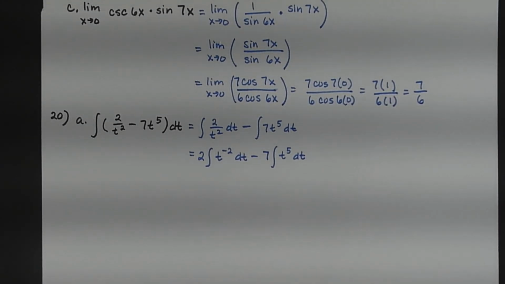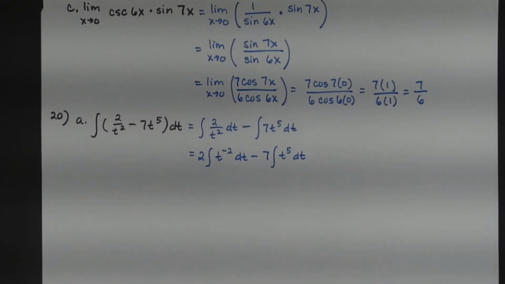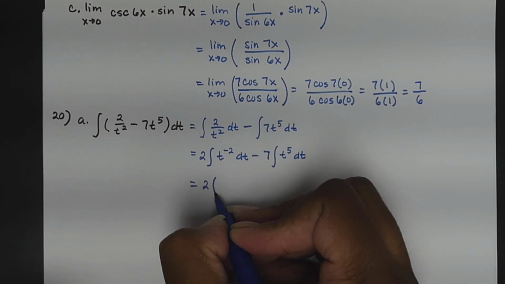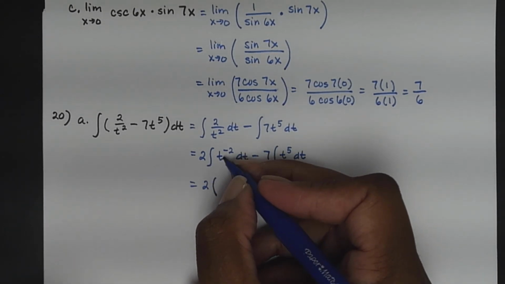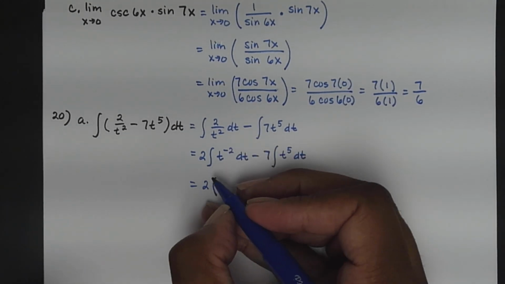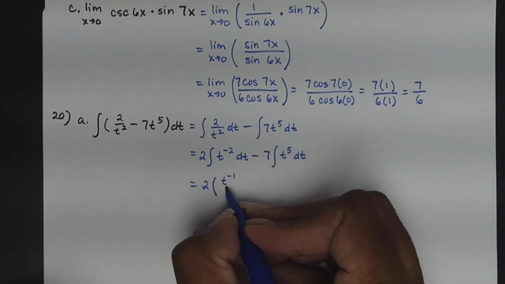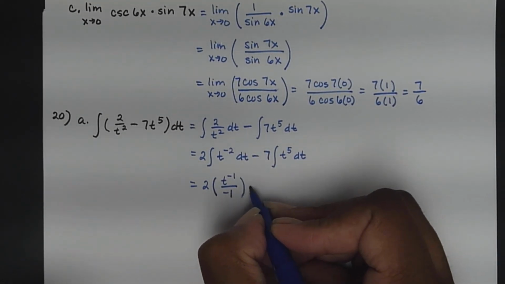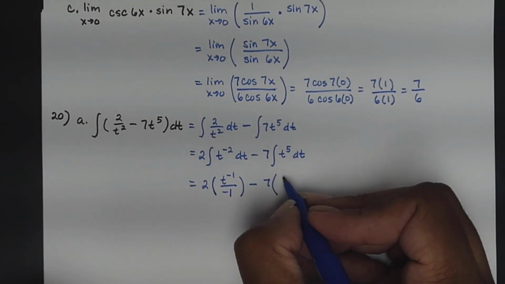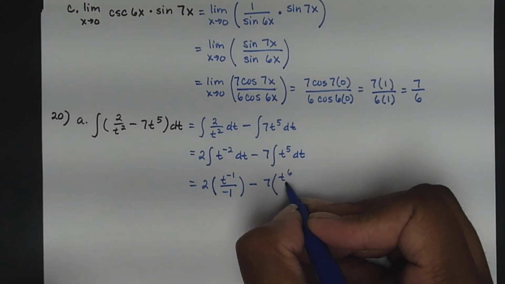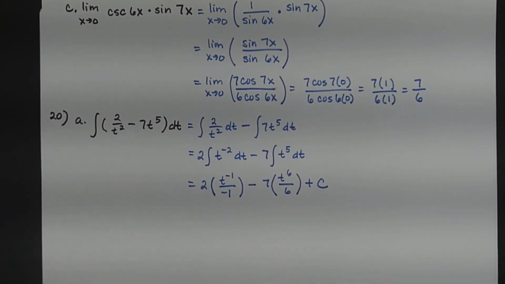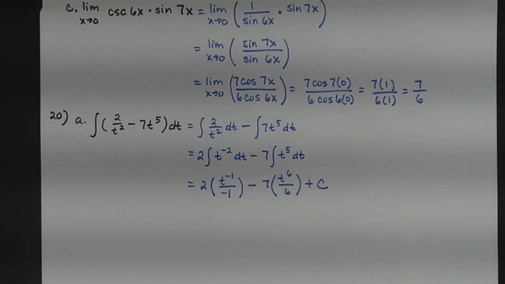Now we're going to use the power rule for each one of these. So the 2 that comes out, write down the 2. We increase the power by 1 and divide by that new power, so negative 2 plus 1 would be negative 1, so it would be t to the negative 1 divided by negative 1, minus, bring down the 7. Increase the power by 1, so it would be t to the 5 plus 1, or t to the 6, divided by the 6. And since it's an indefinite integral, we must use a plus c.